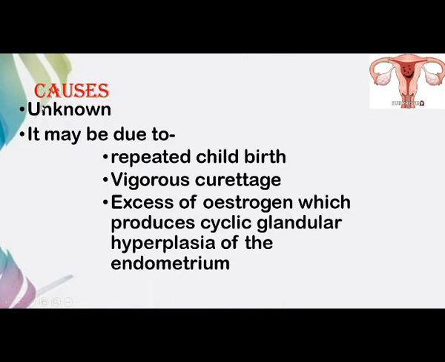We can see the causes. First, it is actually unknown, but it may be due to repeated childbirth. When the placenta separates from the wall, there may be some lesions, and at that time the endometrial tissue may grow inward. And vigorous curettage: when we do vigorous curettage, there may be chances of the endometrium going inside. Then excess of estrogen, which produces cyclic glandular hyperplasia of the endometrium. So these are the causes of adenomyosis.